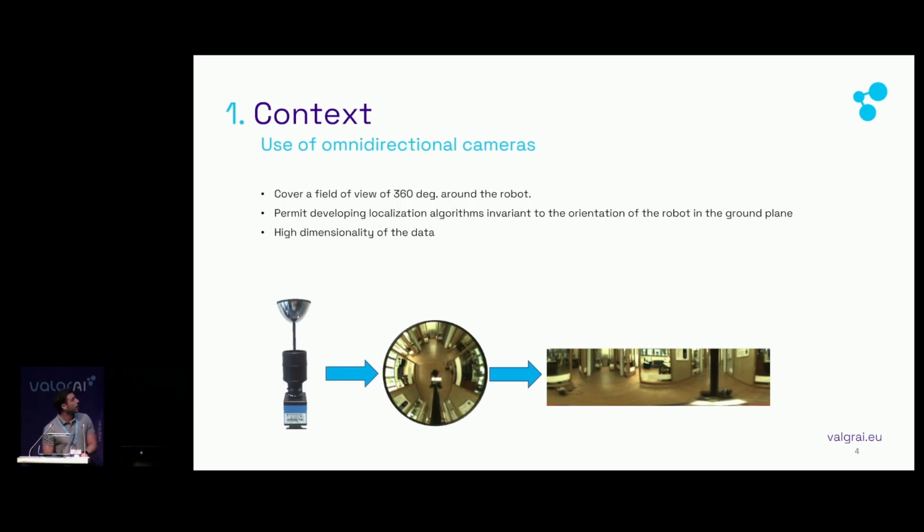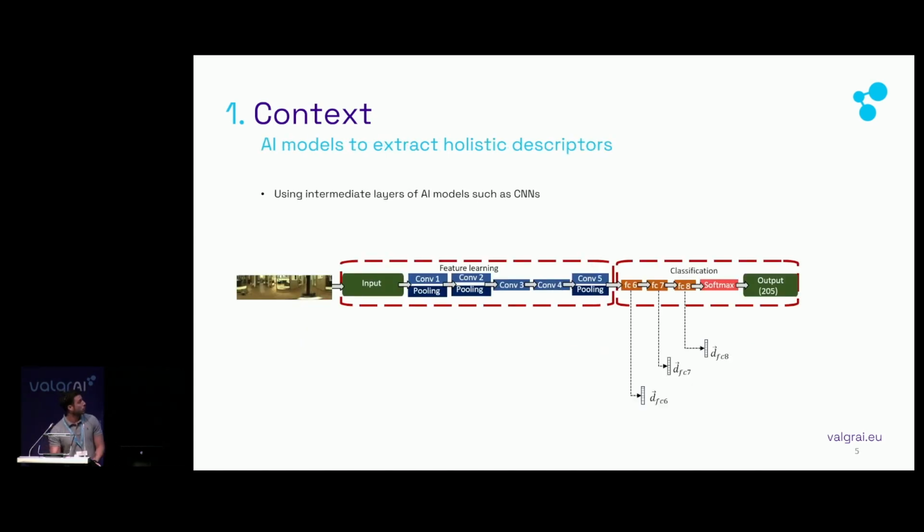In this case, I'm proposing to use an omnidirectional image, which is an image that covers a field of view of 360 degrees. Here you can see an example of the camera with a hyperbolic mirror mounted, and we are obtaining information around the robot. Additionally, we propose to use artificial intelligence models, such as CNNs in this case, to obtain holistic descriptors. We use these descriptors to create the map and also to solve the localization task.